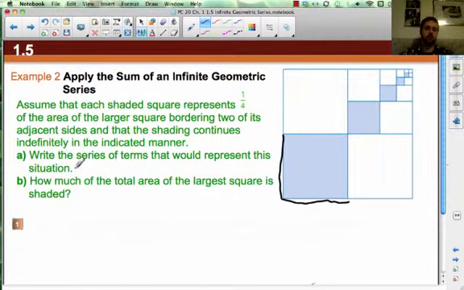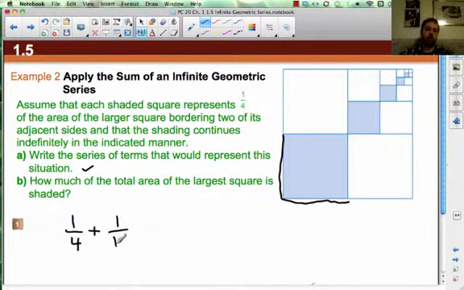Write the series of terms that would represent this situation. Okay, so we start off with a big square. We shade 1/4 of it. Now, we take another quarter of that and we shade 1/4 of it. So we're shading 1/4 of a quarter, and we're adding that blue shaded area to this shaded area.